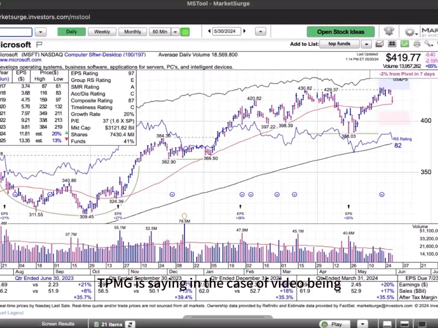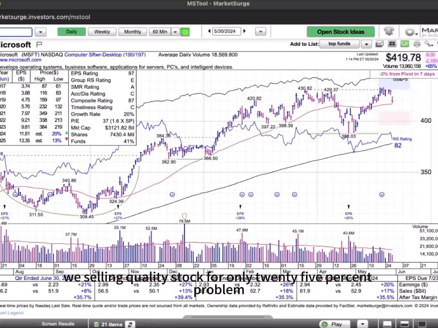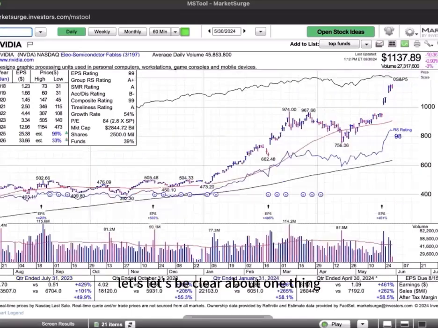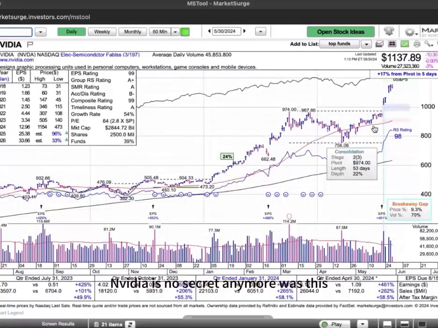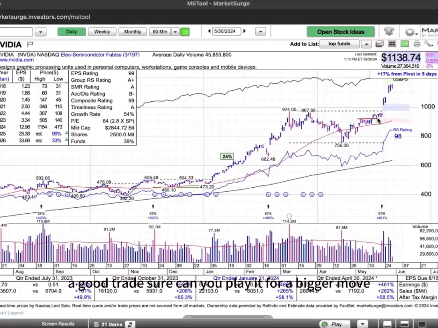TPMG is saying, in the case of NVIDIA being the leader, are we selling the quality stock for only 25% profit? Maybe there's room to double up by the end of this bull run. Now we have to go lower down the quality ladder. Well, first things first, let's be clear about one thing. NVIDIA is no secret anymore. Was this a good trade? Sure. Can you play it for a bigger move? Absolutely. We were highlighting it over here.